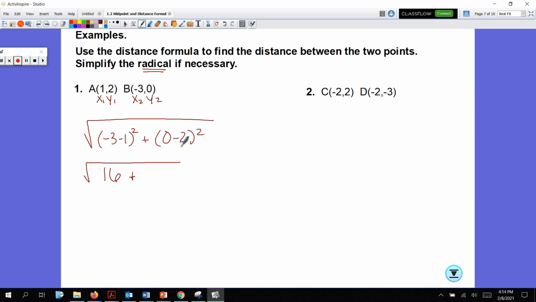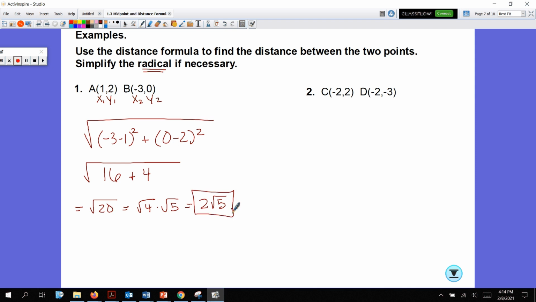0 minus 2 is -2. -2 squared is positive 4, because -2 times -2 is positive 4. This gives us the square root of 20. I need to break this down. I know that this is the square root of 4 times the square root of 5, so this reduces to 2 root 5.